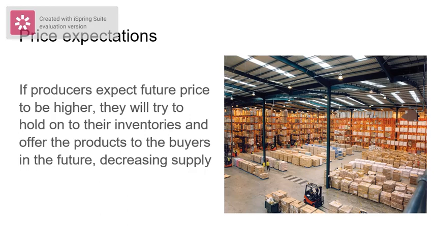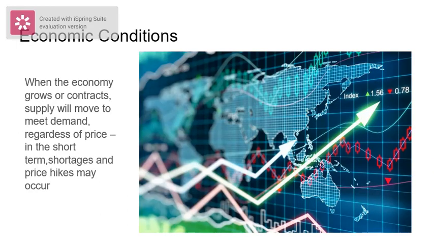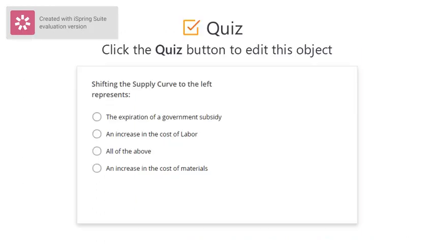Expectations also play a role. First, if producers anticipate higher prices in the future, due to seasonal demand, for instance, they can hold on to inventories, reducing the supply in the market. Finally, the amount supplied may grow or shrink with the economy itself.